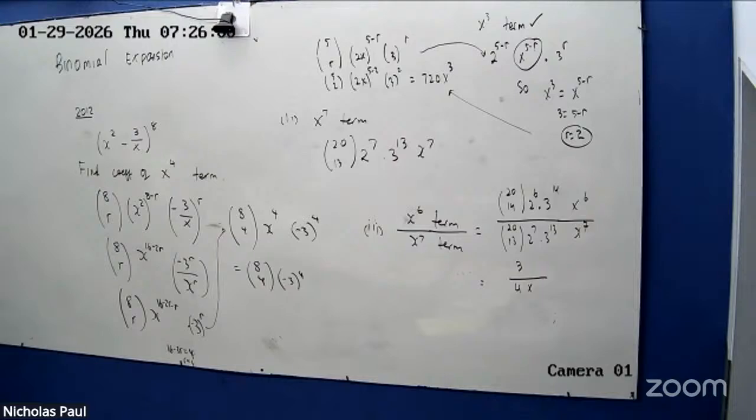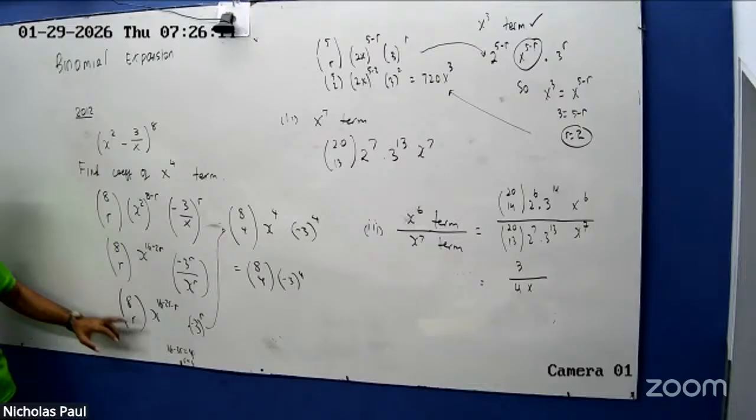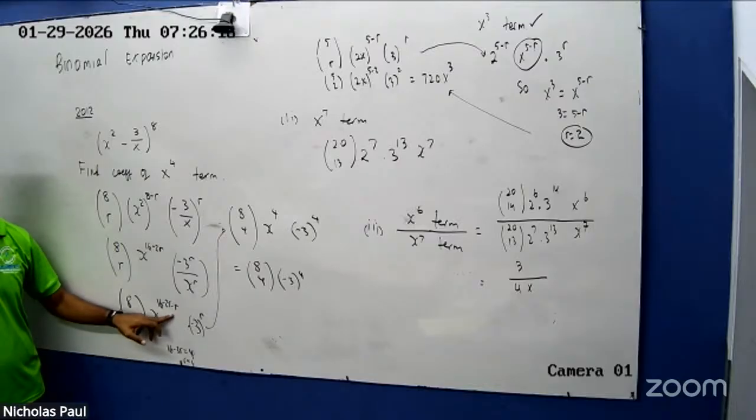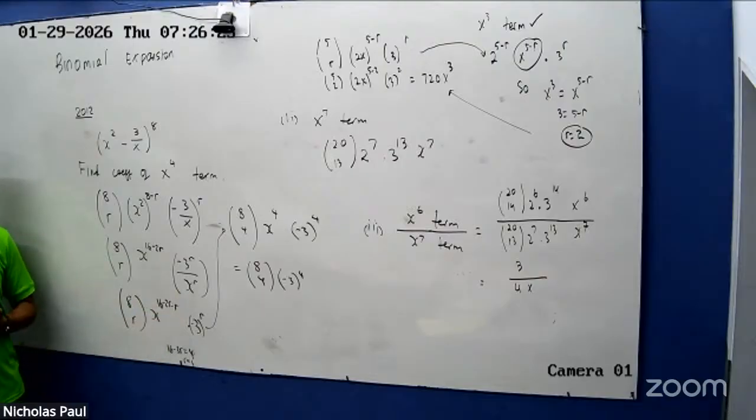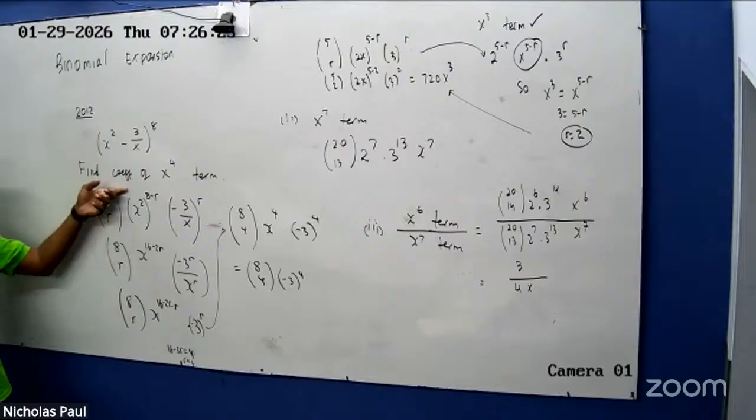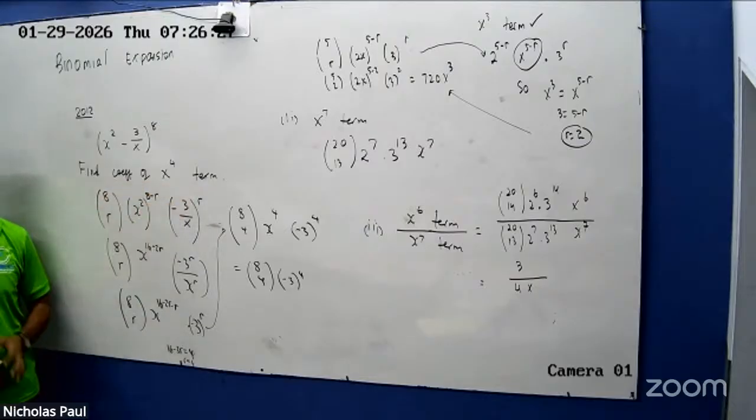What would happen if I said I want a term independent of x? What does that mean? Suppose I said find the term independent of x. It has no x value. It means that the power here is 0. So this will be equal to 0. So if you see a question, find the term that's independent of x, that's what they mean.